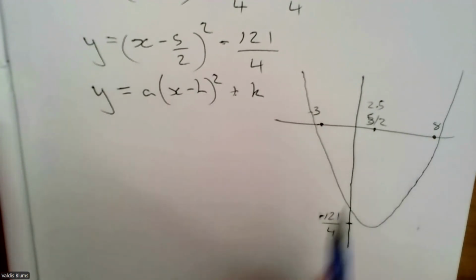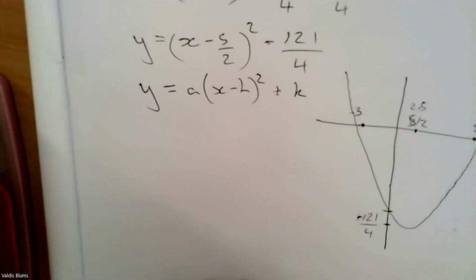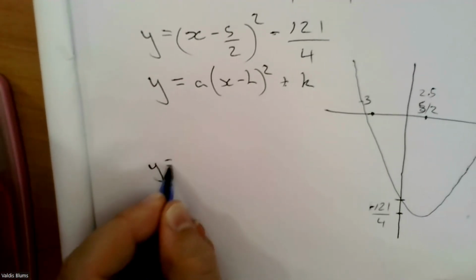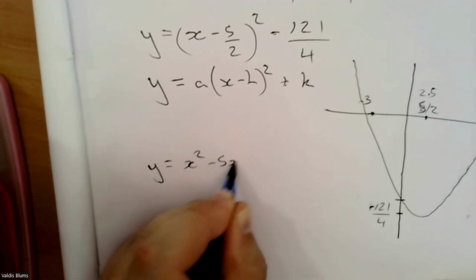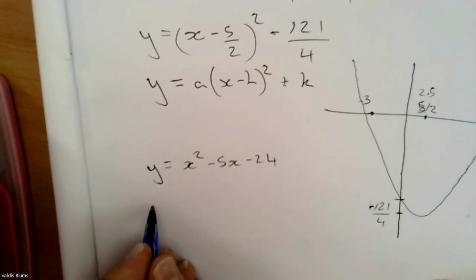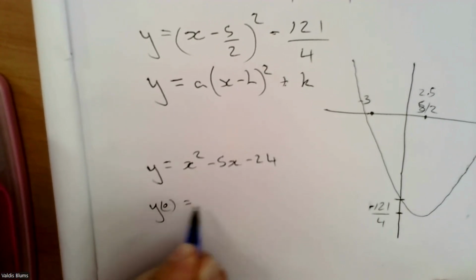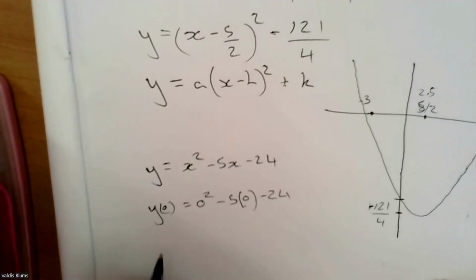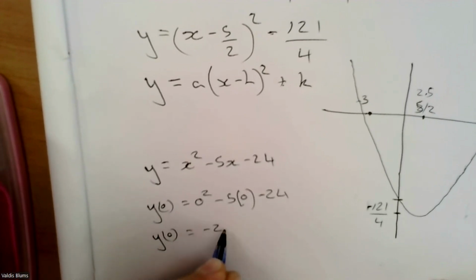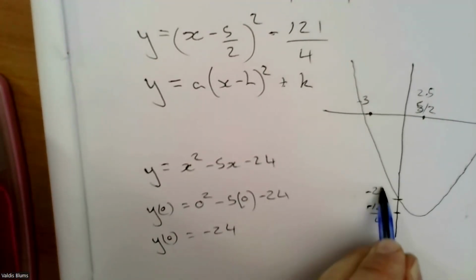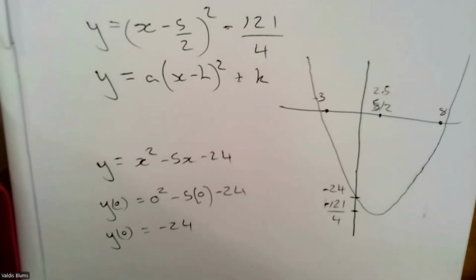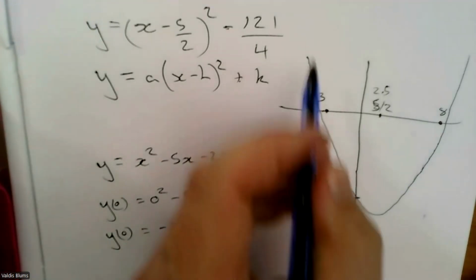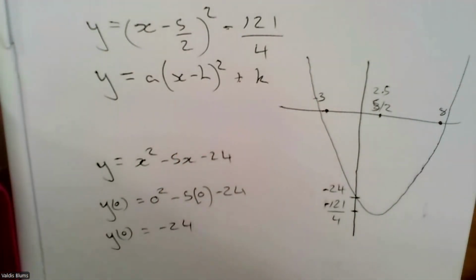We've found our x-intercepts. Now we want to find the y-intercept. To do that, we look at our original equation. We're letting x equal to 0, and so y of 0 is equal to negative 24. Again, it matches what it should be, as in it's a negative number, but not quite as negative as the turning point value. So we've got pretty much everything we need to know so far.